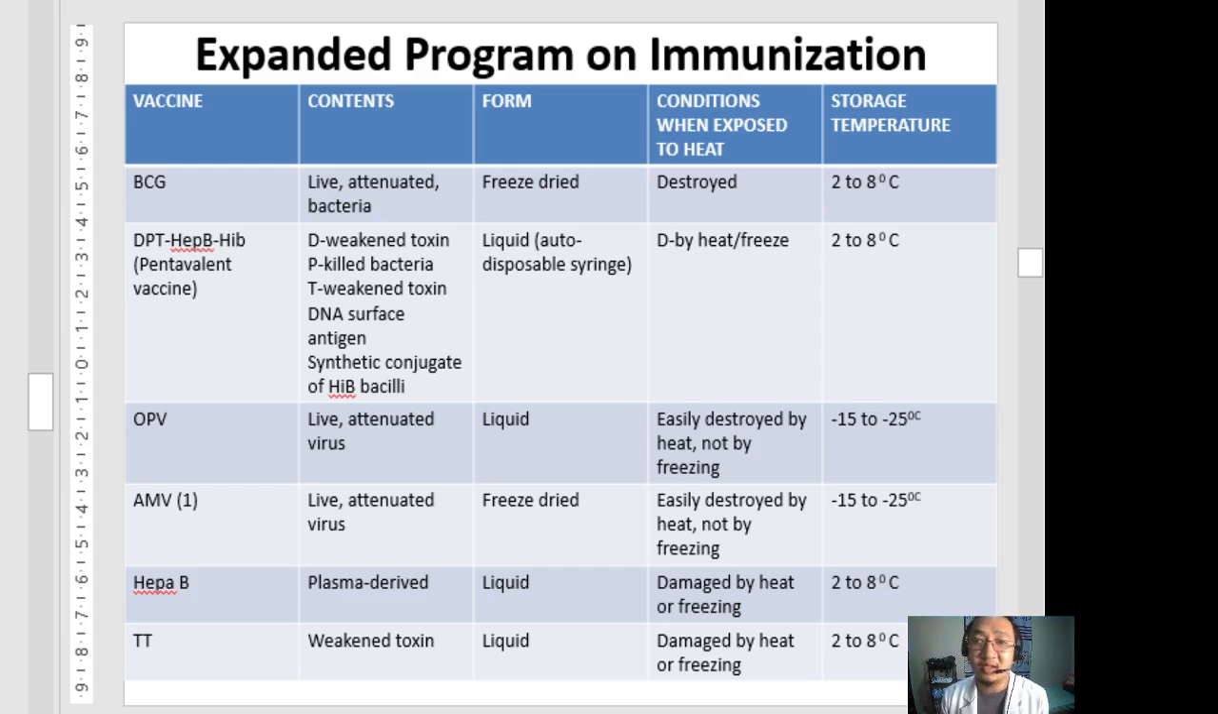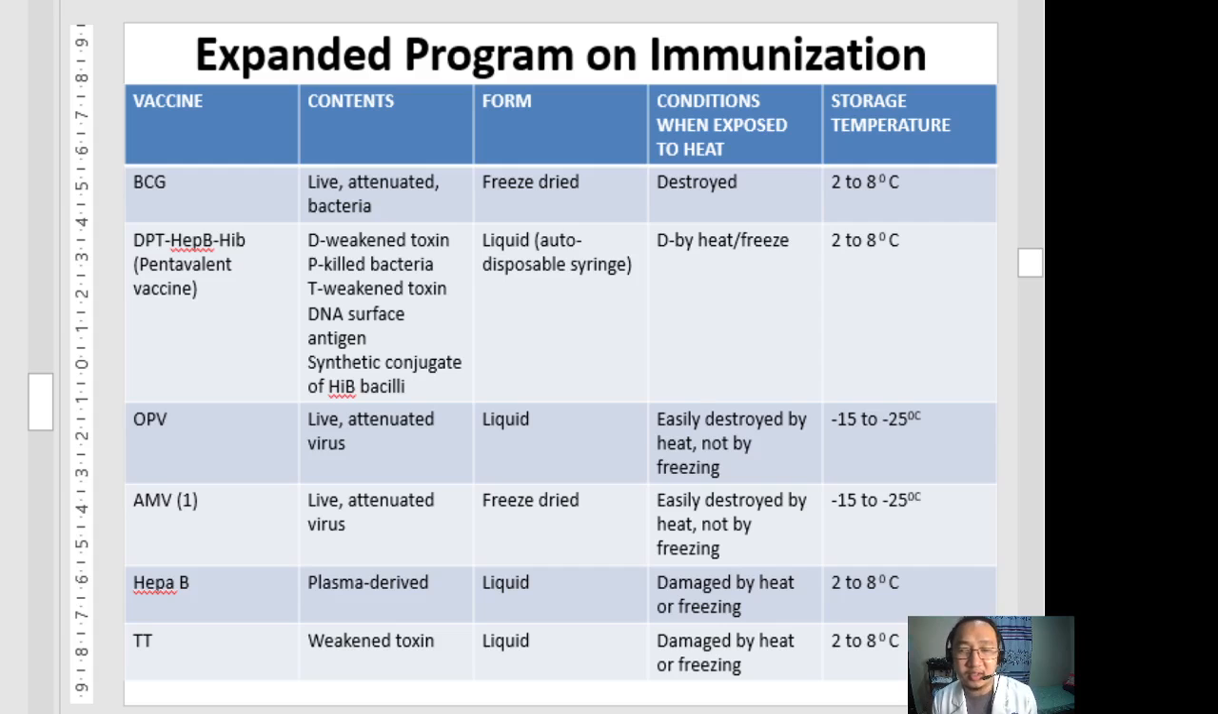Hep B vaccine, the vaccine that's given after birth also, which started in the old EPI law. It's liquid in nature, damaged by heat or freezing. It is stored at 2 to 8 degrees Celsius. Then tetanus toxoid is liquid and damaged by heat or freezing, 2 to 8 degrees Celsius also.